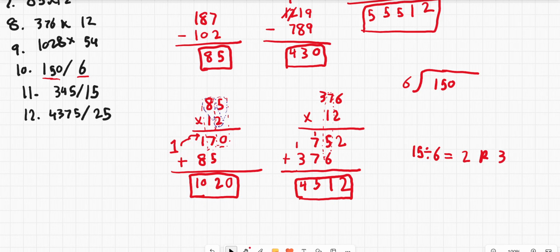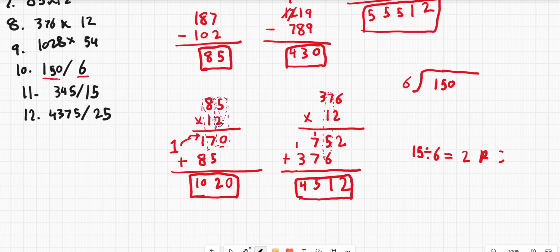Now, if you don't know what a remainder is, it's like the extra stuff that comes after dividing this entirely, right? Because 6 can only go into 15 2 times, and then what you have left is 3. Think of it as like leftovers, right?